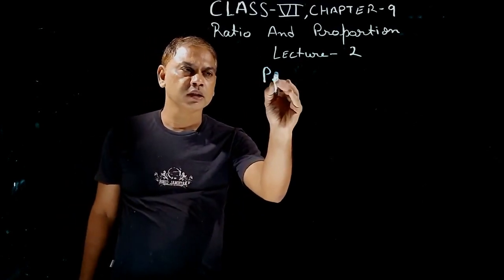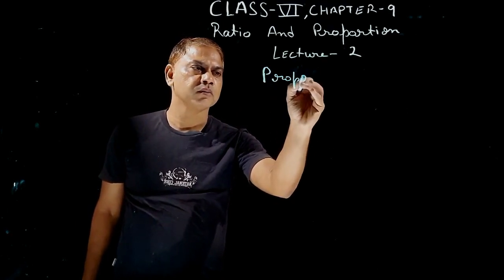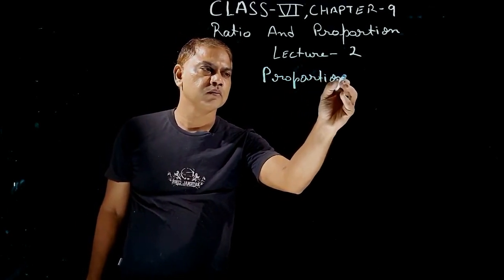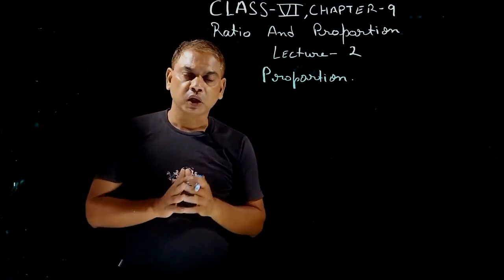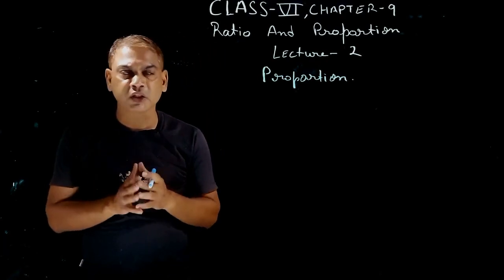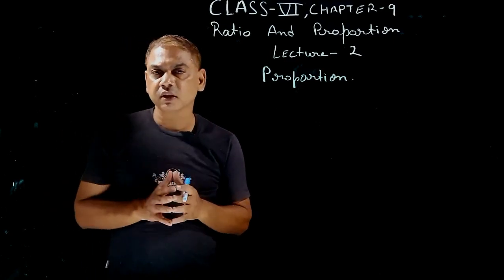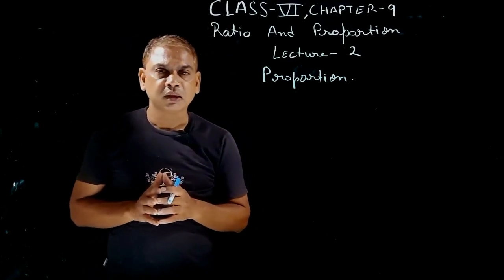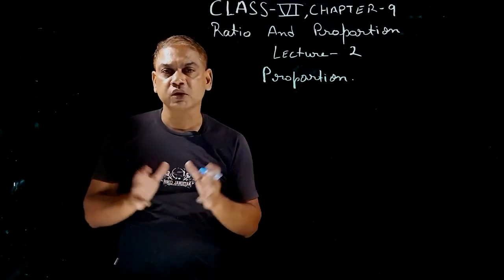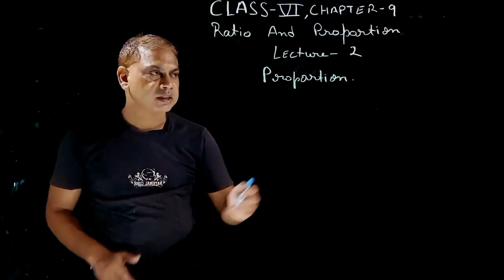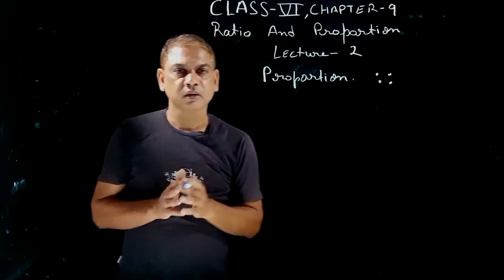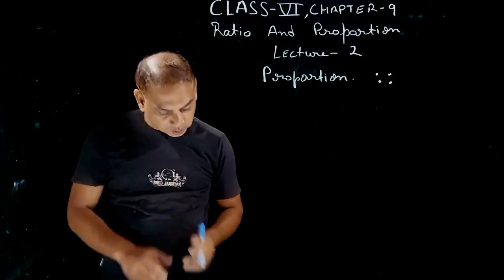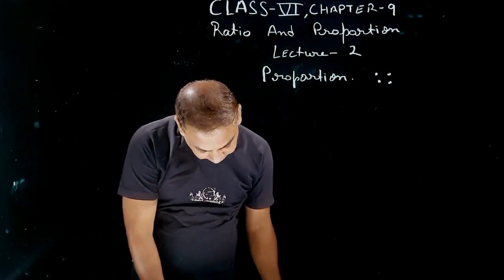Okay, what is proportion? Now students, ratio is clear to you? Now when we compare two ratios and if these ratios are equal, then we say that the given ratios are in proportion, and the symbol of proportion is four dots. This is the symbol.